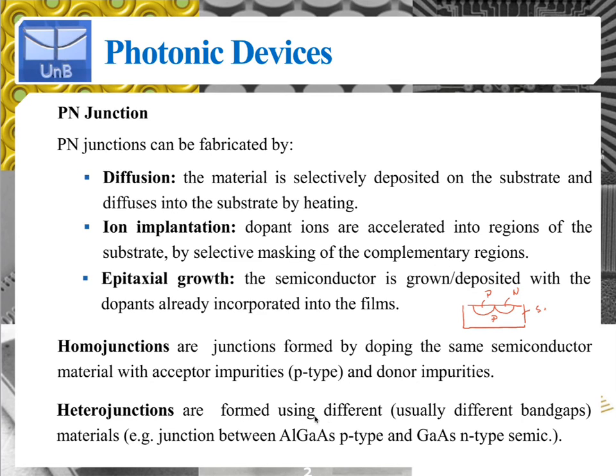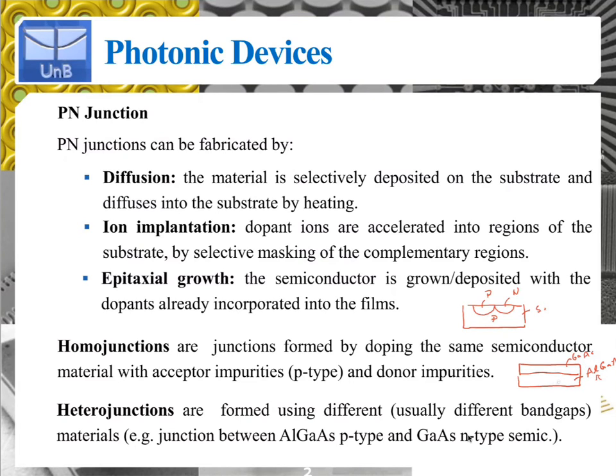In heterojunctions, different materials, usually having different band gaps, are used to form the PN junction. So for example, you have a junction between p-type aluminum gallium arsenide and n-type gallium arsenide. Okay, so you have different materials. So for example, you have a film of one material which can be aluminum gallium arsenide, and then you have another film of gallium arsenide, and these two are two different materials, right? This one has aluminum and this one does not.